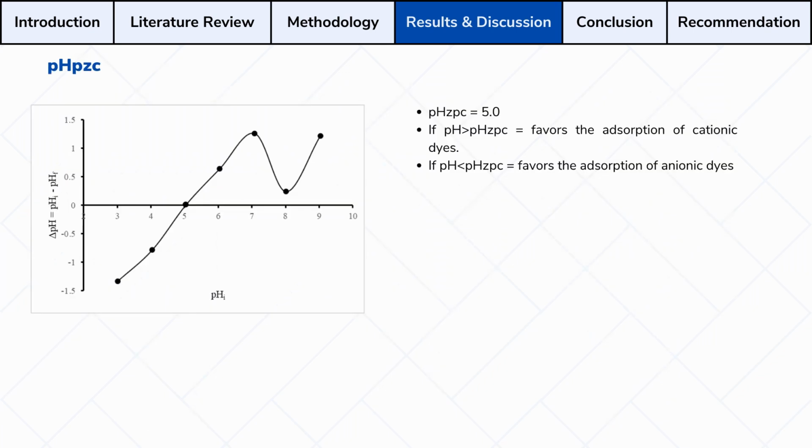The value of pH at zero point charge is 5. At the pH at zero point charge, the concentration of positive and negative charge on the surface is equal, resulting in a net neutral charge. If the pH of solution is higher than the pH at zero point charge, the surface of the adsorbent has more negative charge, which will facilitate the adsorption of cationic dye. On the other hand, if the pH of solution is lower than the pH at zero point charge, the surface of the adsorbent has more positive charge, which will facilitate the adsorption of anionic dye.